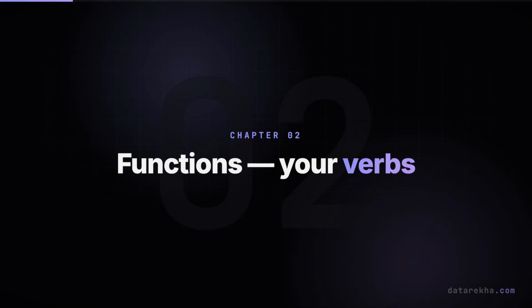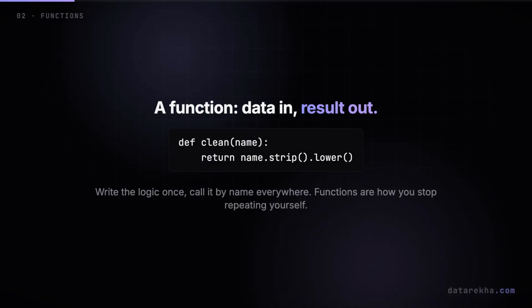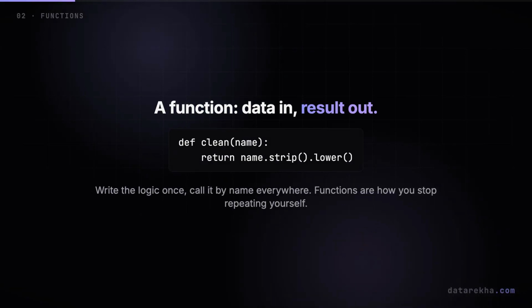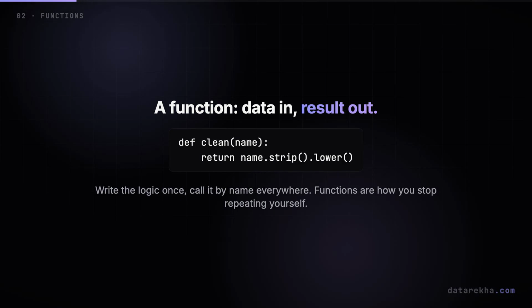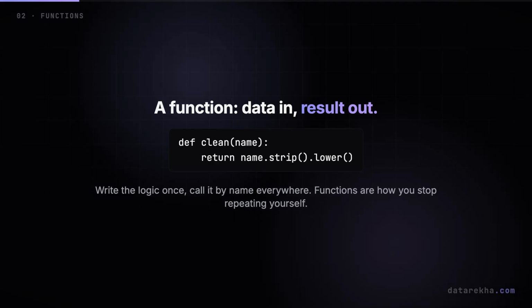Chapter 2. Functions, your verbs. A function is just a named, reusable block of behavior. Data goes in, a result comes out. You define it once with def, give it inputs, its parameters, and it hands back a value with return. Instead of copy-pasting the same 10 lines everywhere, you write them once and call them by name. Functions are how you stop repeating yourself.